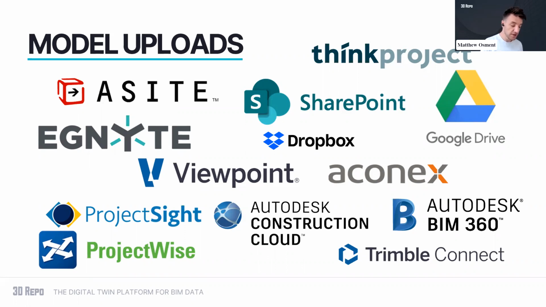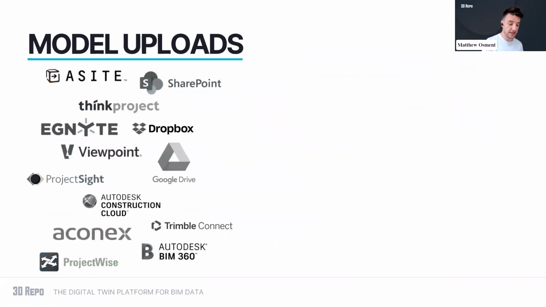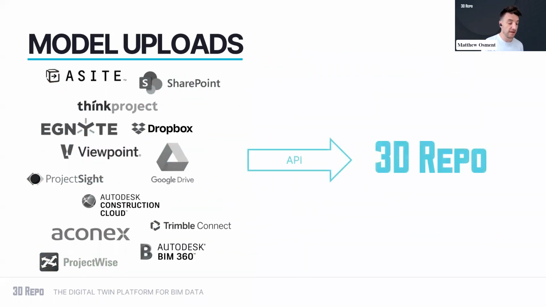A lot of people will say they're not fit for construction, but we still get people sending models around via these platforms. So because all of these have APIs, you can quite simply take the models from those platforms and push them into 3D Repo. And then once they're in 3D Repo, you could do all of the things that Andrew mentioned earlier. So you could share across a wider team.